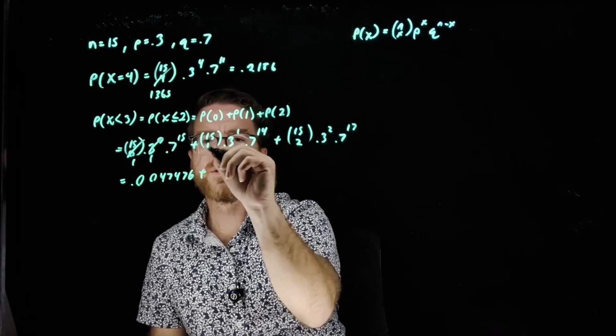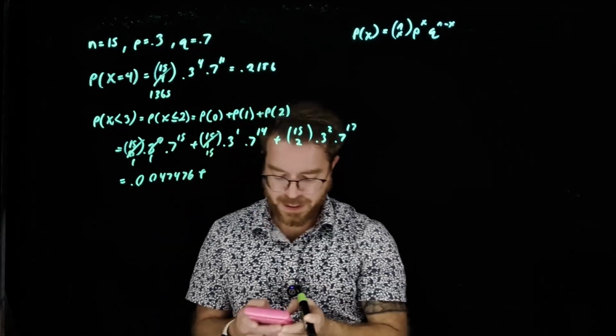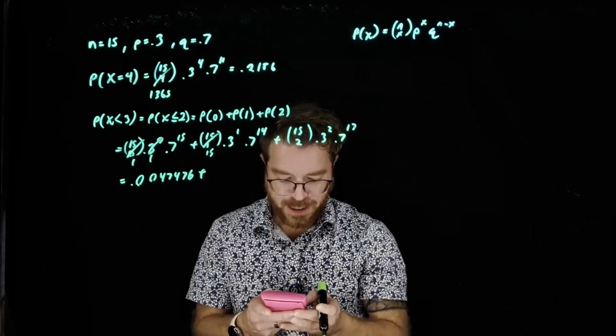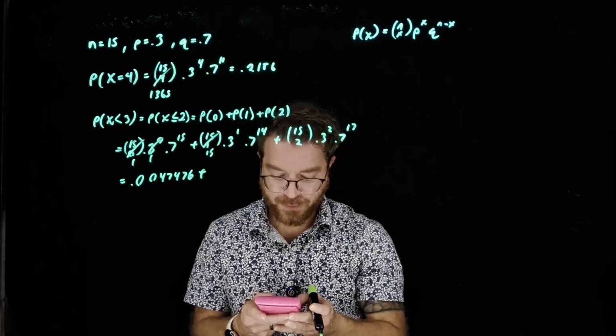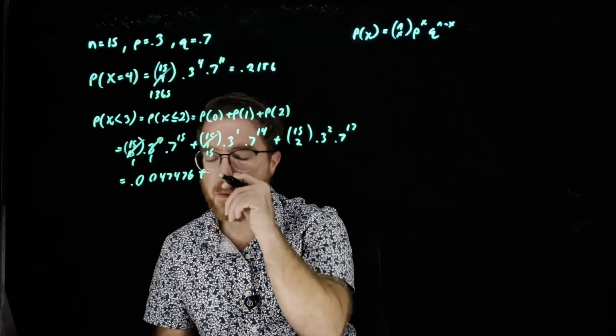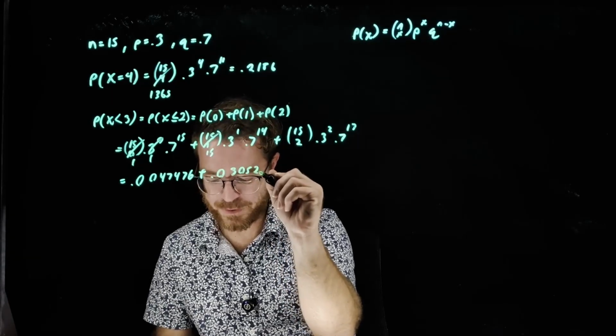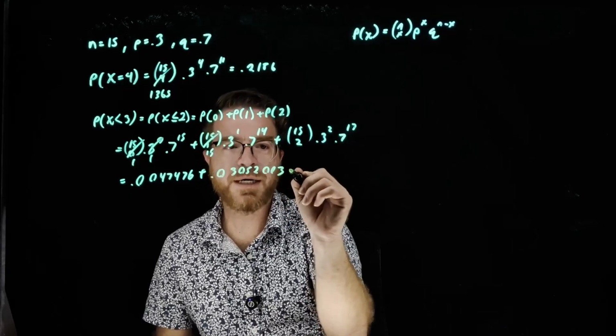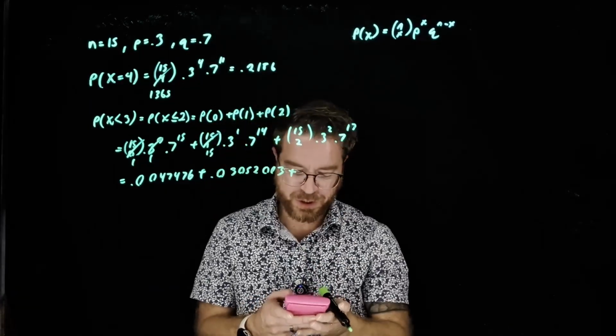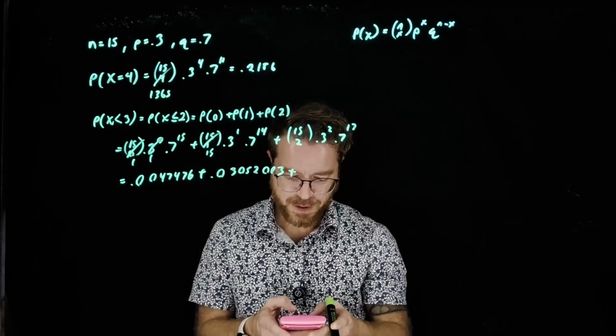Plus 15 choose 1 is going to be 15. So 15 times 0.3 times 0.7 to the 14th power. This is going to be 0.030521003 plus, now 15 choose 2 is going to be 105.